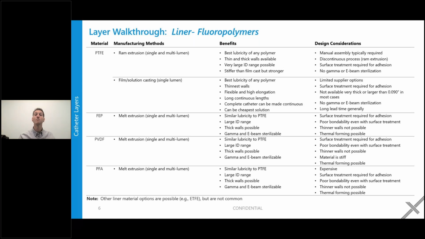Film casting also can give you much thinner walls because those layers that are being applied are in the tenths versus the thousandths, and the precision is much higher. The tolerances are better. So there's good applications for both ram and film casting solutions. They're not necessarily interchangeable in all applications. PTFE is the most lubricious material that we can use, which is why it's used so much. There really is nothing remotely close to fluoropolymers when you're talking about lubricity.